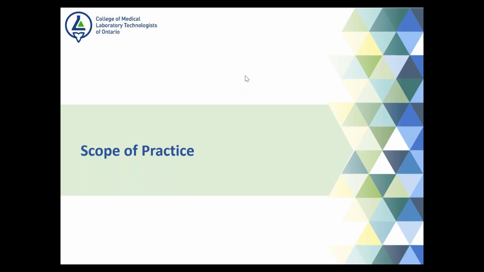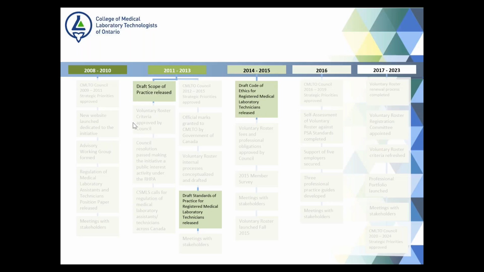One of the key things that a regulatory body looks at when it's looking at a profession is the scope of practice. And of course, the advisory working group was then charged with looking at what the scope of practice could be defined as for registered medical laboratory technicians. And so in 2011, a draft scope of practice was released as a foundational document for this group of health practitioners. Subsequent to that, that formed the basis for the draft standards of practice and the draft code of ethics, both of which are provided to medical laboratory assistants and technicians that successfully apply to be a voluntary roster affiliate with the CMLTO.